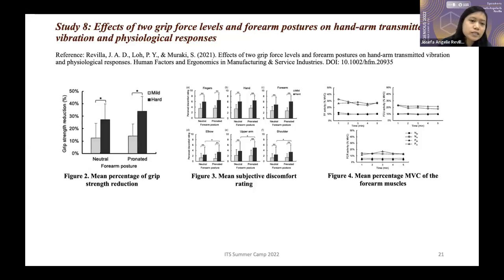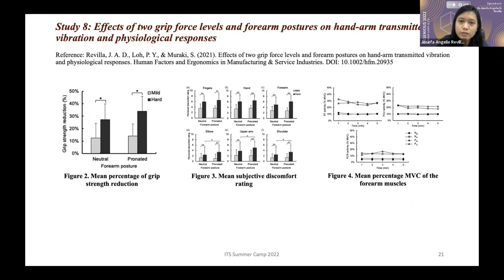To highlight the results, we can see here the mean percentage of grip strength reduction. Evidently, hard grip led to higher grip strength reduction. No significant difference between the two forearm postures. Also, the subjective discomfort rating provided a significant difference in terms of using hard grip compared to a mild grip. The mean percentage maximum voluntary contraction, or muscle activity, between hard grip and mild grip also differs significantly, as you can see. This is the forearm muscle activity during hard grip, and this one is for mild grip. So you can see the main difference of the two.